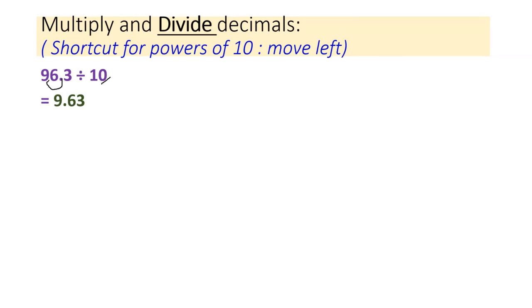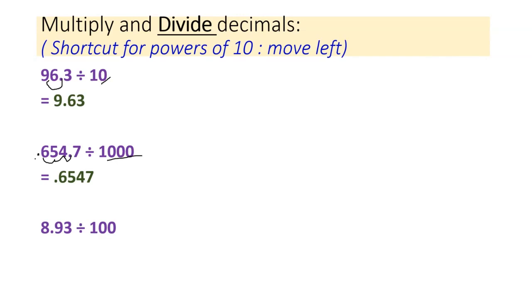Let's look at another example. 654.7 divided by 1,000. 1,000 has three zeros, and we will move three places to the left. 1, 2, and 3. The decimal will be in front of the 6. So you see that the final answer got smaller than the original: 0.6547.